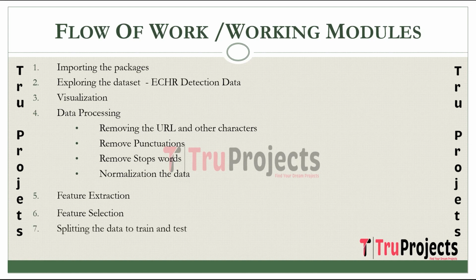The next step is splitting the data into train and test. The dataset is split into training and testing sets. The training set is used to train the machine learning models, while the testing set is used to evaluate the performance of the trained models. Coming to the next step, which is building the model. In this step, machine learning models and transfer learning models are defined.